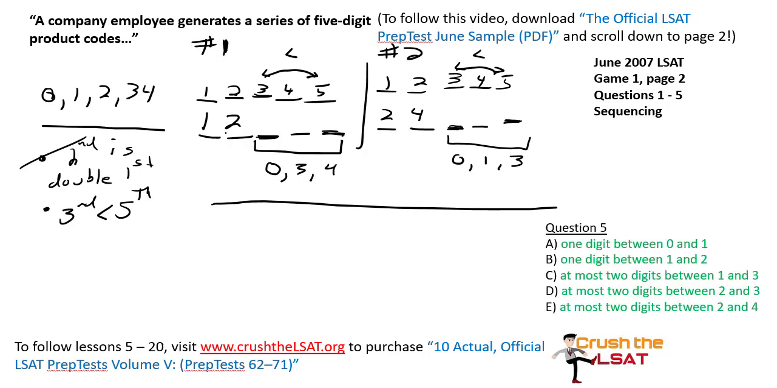Last question, question 5, another must be true question. Which of the following must be true about any acceptable product code? So we're going to have 4 choices that either can't be true or something that could be true but is not a must be true. So what do we have?